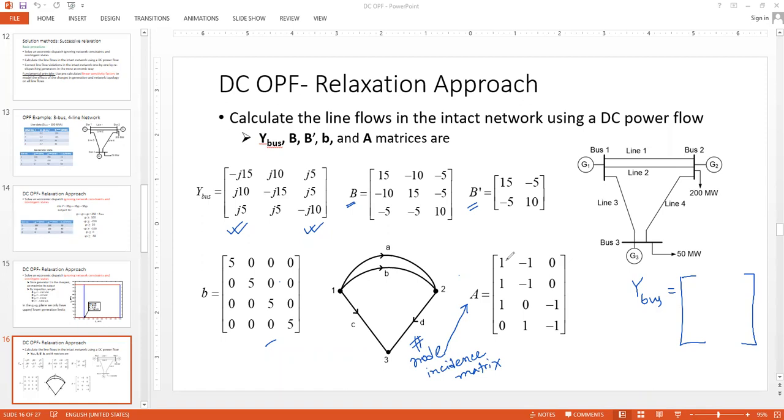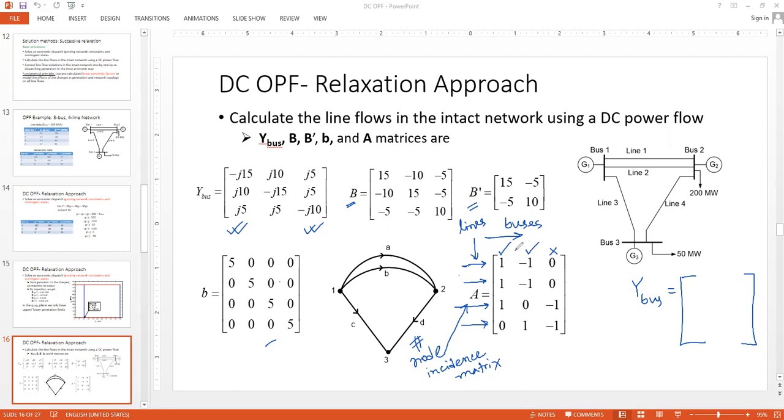Let's say to start with, this is line 1, this is line 2, this is line 3, and line 4. Along this direction, we have the lines, and along this direction, we have the buses. This is how this matrix is being formed. Now, the first line is connecting bus 1 and bus 2. Bus 1 is there, bus 2 is there, there is no bus 3, so that will take a 0 entry.